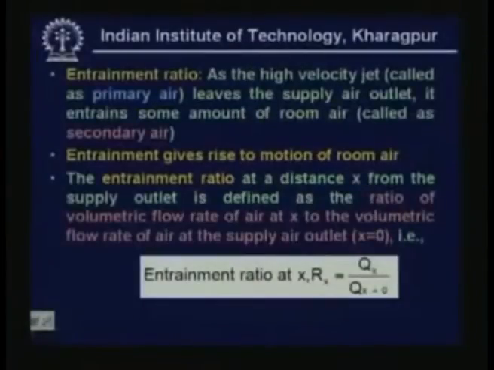Entrainment gives rise to motion of room air, and the entrainment ratio at a distance x from the supply outlet is defined as the ratio of the volumetric flow rate of air at x to the volumetric flow rate of air at the supply air outlet, that means at x equal to 0. If I take the coordinate system with x equal to 0 at the supply air outlet, then the entrainment ratio r subscript x is equal to q at x divided by q at x equal to 0, where q is the volumetric flow rate of air. This is how the entrainment ratio is defined.